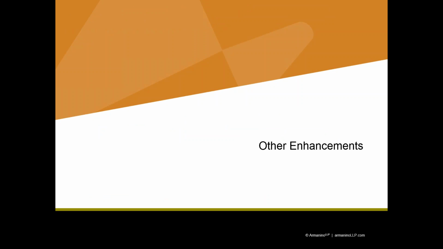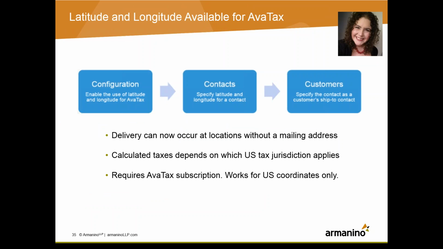Awesome. And now we have just a few other enhancements, grouping together those items that didn't fall in any one of the previous categories. So the big update here is for those of you using AvaTax to calculate your sales tax, we now have the ability to put in latitude and longitude coordinates.